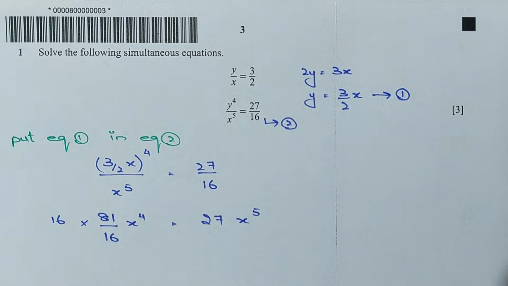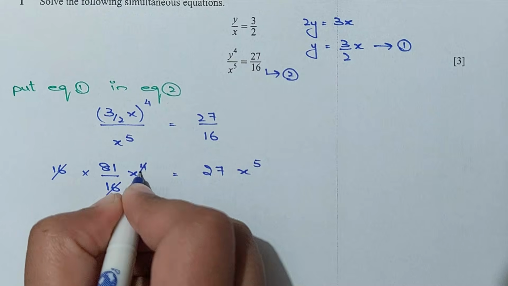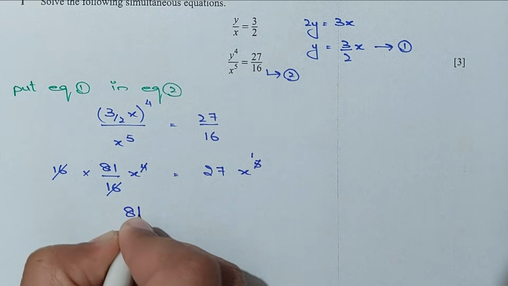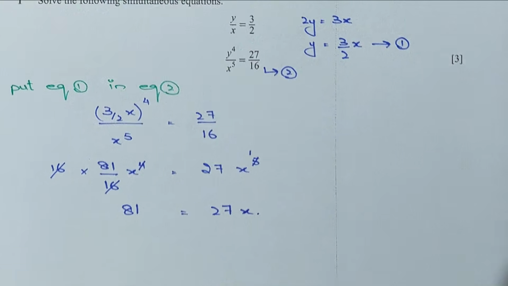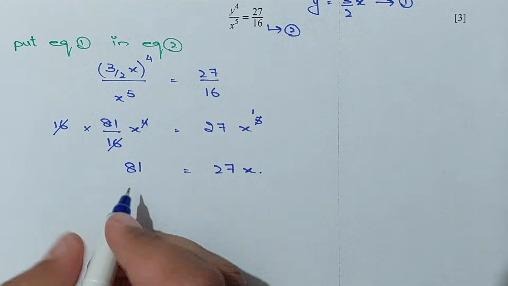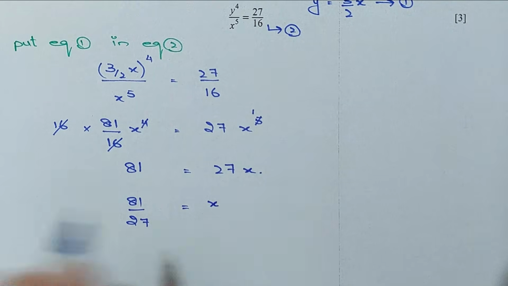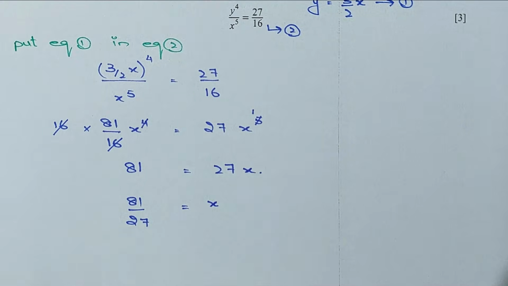I cross multiplied, right? 16 is cancelled with 16. The x power 4 and power 4 are cancelled, just one power is left. So 81 equals 27x. All right, so let's solve for x. 81 over 27 is my x. 81 divided by 27 is 3. So we are done with the x value, which is equal to 3.